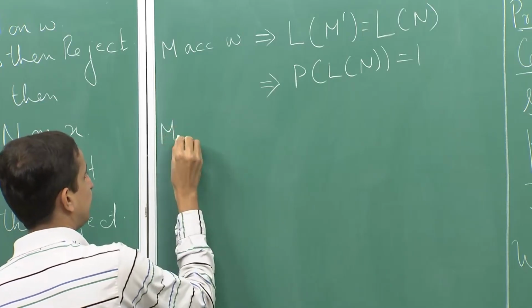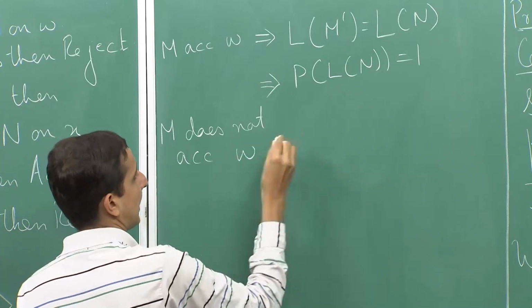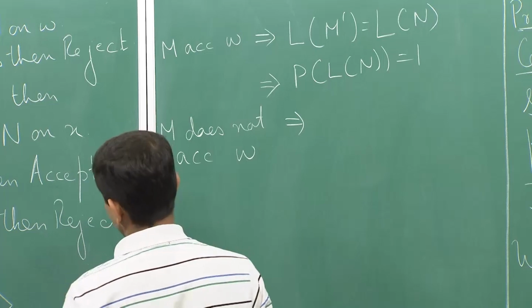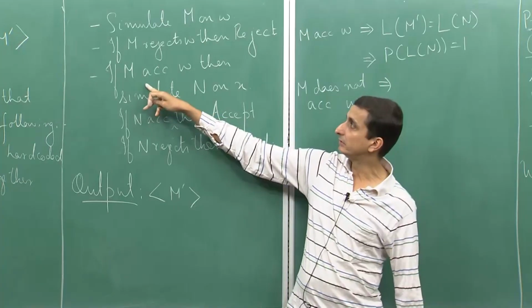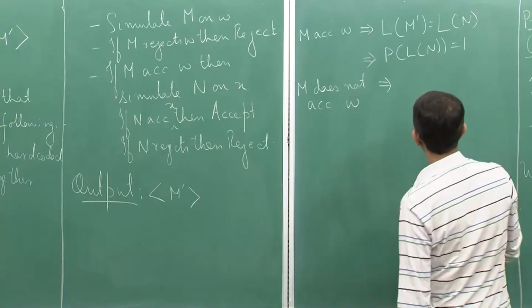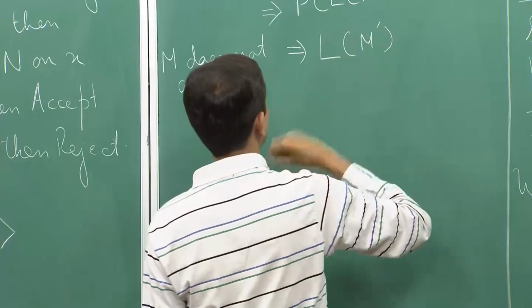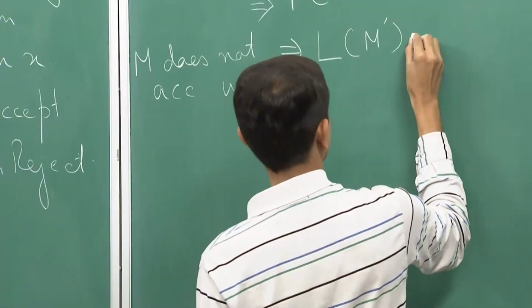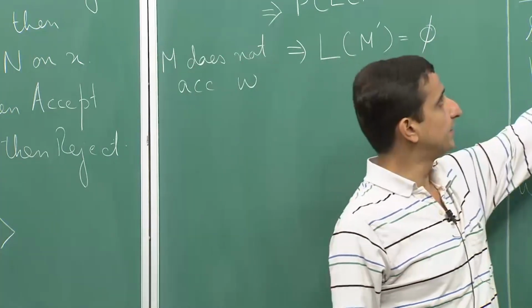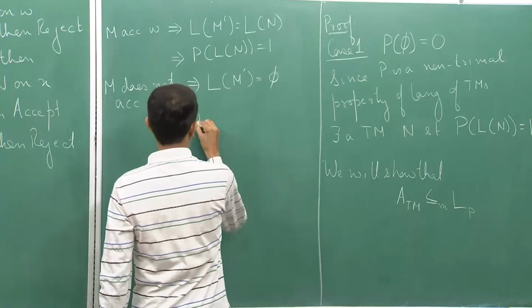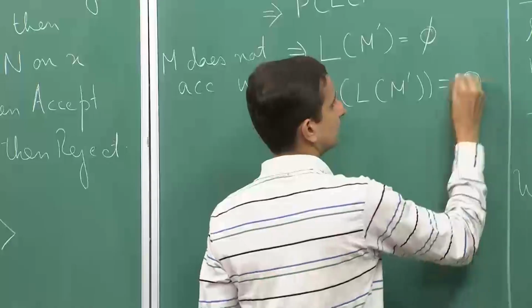On the other hand, if M does not accept w, then we do not even go to the next step. So, we do not even go to the third step here. So, we directly reject. So, in that case, the language of M prime is equal to phi, and our assumption was that P of phi is 0, which implies that P of L of M prime is 0.